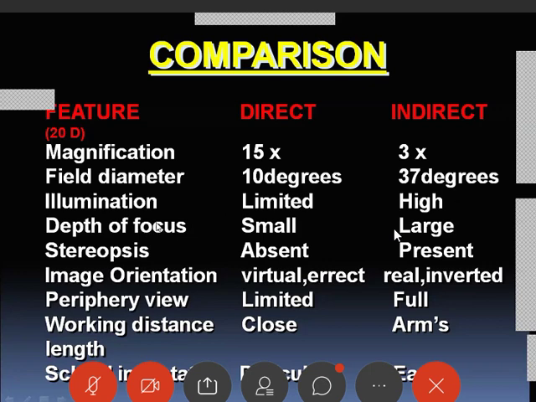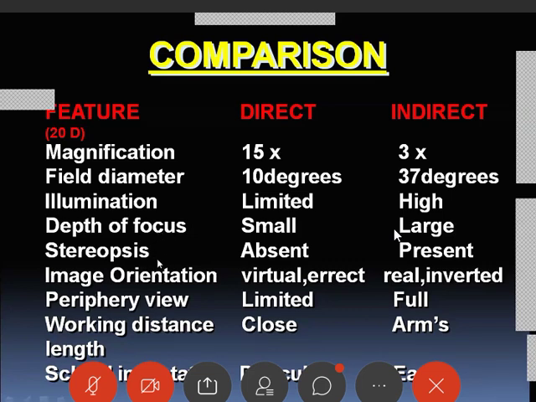Coming to the illumination, it is limited with direct ophthalmoscope, whereas with indirect ophthalmoscope we get a high illumination, and so we can visualize even through hazy media. Even when there is a minimal amount of corneal opacity or lenticular opacity, that is an immature cataract, and also even when there is a minimal vitreous hemorrhage or vitreous haze, we can visualize the fundus.